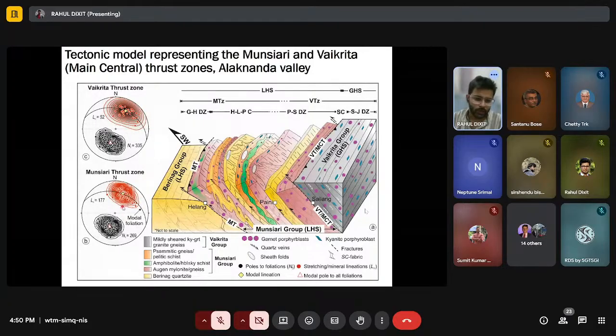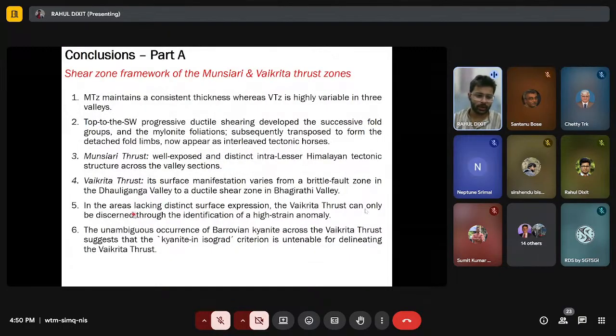Along with that, when we combine the structural data from the Munshari thrust zone as well as from the Vakrita thrust zone, we do not see any significant structural discordance across the two thrust zones, although a higher strain accumulation is being observed along the Vakrita thrust as compared to the Munshari thrust. And so this marks the overall structural findings from that region.